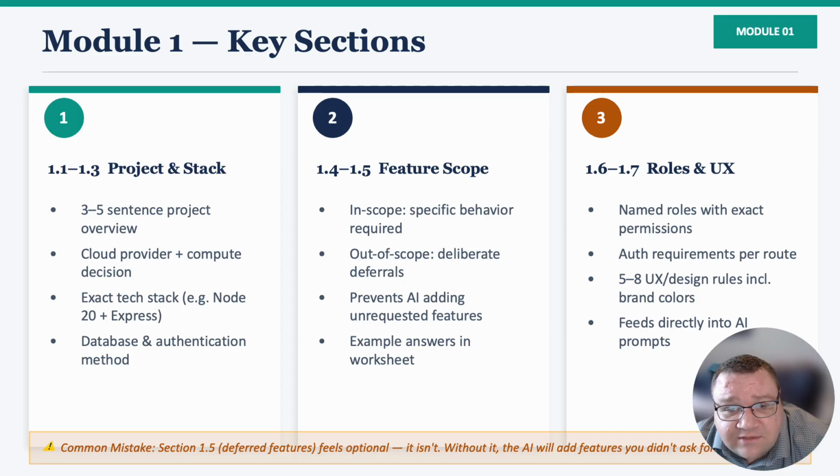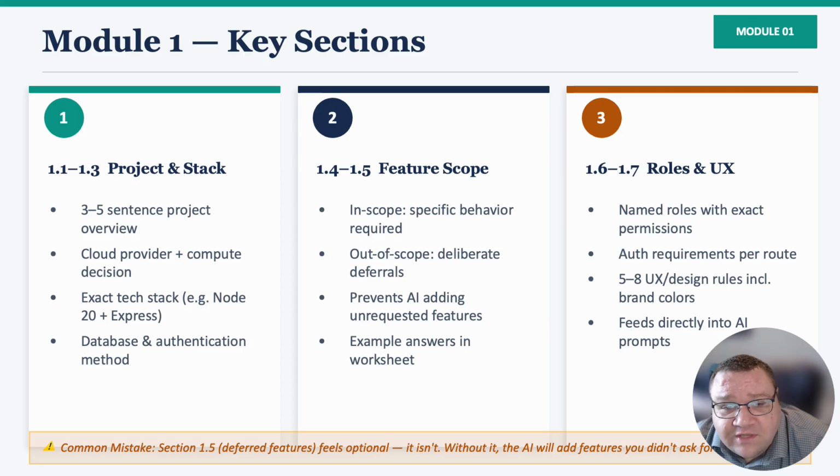The second cluster, sections 1.4 and 1.5. This is your feature scope. Section 1.4 is what's in. Section 1.5 is what's out. Both are equally important. When you list a feature as in scope, you need to describe its behavior specifically enough so that AI can implement it without asking follow-up questions. User management is not a feature description. Admins can create, deactivate, and delete user accounts. Standard users cannot access admin feature functions. This is a feature description.